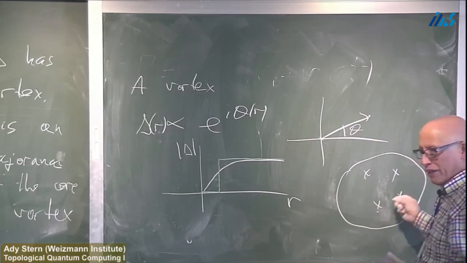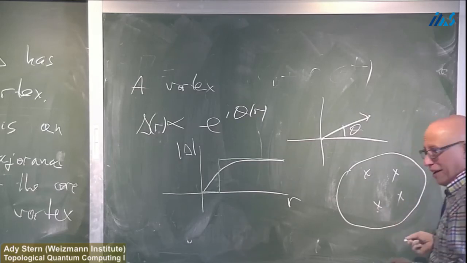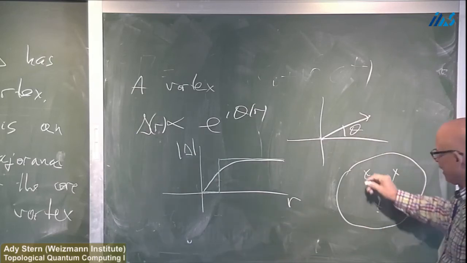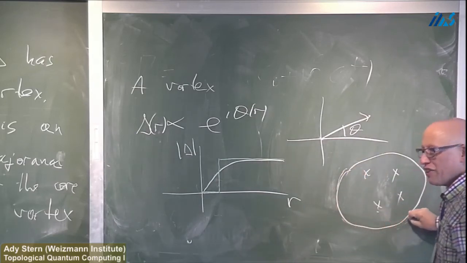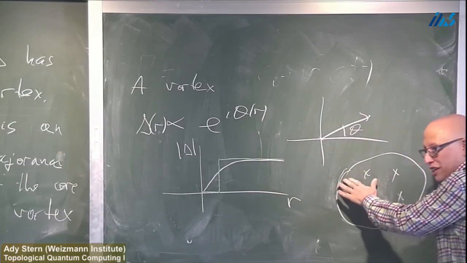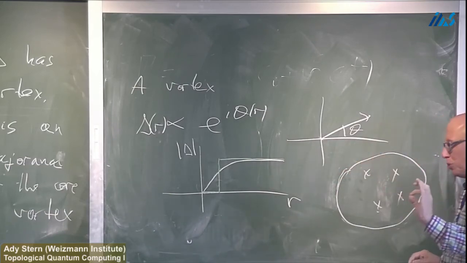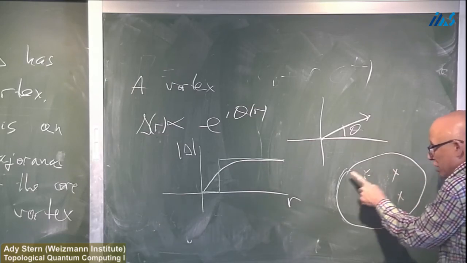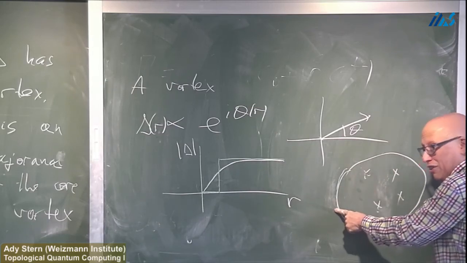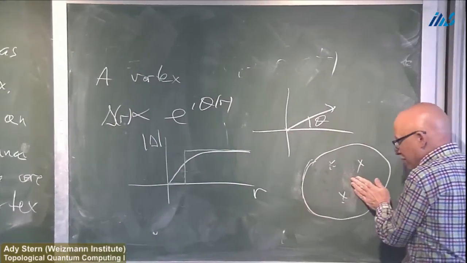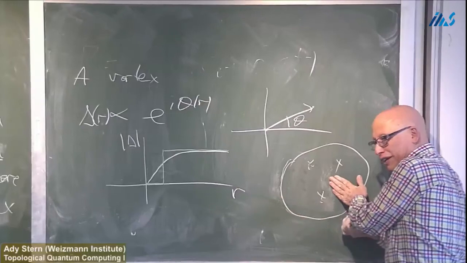If you have four, it's fine, but if you have three, you look around for a candidate to help. The only candidate is the edge. So the bulk is gapped, and the edge has to be more subtle. Because if there are four, the edge should not be gapless, should not have a zero energy mode. Because if it has one, now we are at five. But if I had three here, there must be one here too.